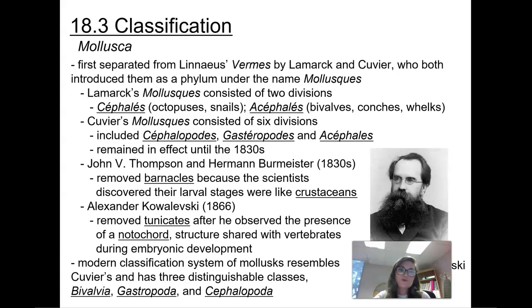Then we have Alexander Kovalevsky. Then in 1866, they removed the tunicates after he observed the presence of the notochord. And remember that notochord is going to be important. This structure is going to be shared with vertebrates during embryonic development. So that's going to move that group. The modern classification system of mollusks is going to resemble Cuvier's and is going to have 3 distinguishable classes. So we have the Bivalvia, or the bivalves, the Gastropoda, or the gastropods, and the Cephalopoda, or cephalopods.